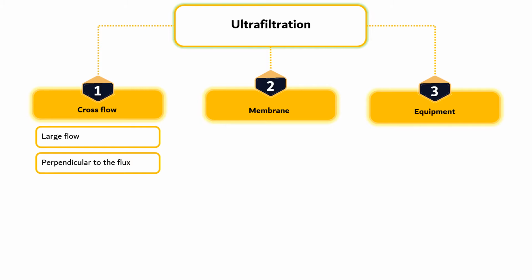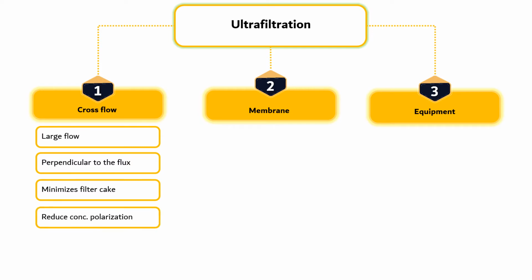membrane. When solid particles are being ultrafiltered, the cross flow minimizes the development of a filter cake which will retard the process. When a macromolecular solution is being ultrafiltered, the cross flow reduces concentration polarization that augments the osmotic pressure and hence reduces the flow through the membrane.